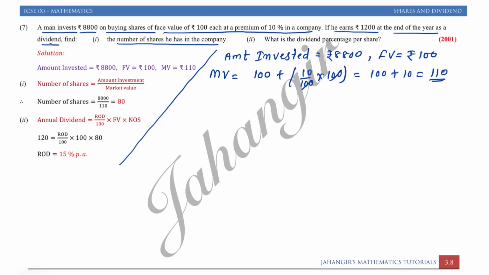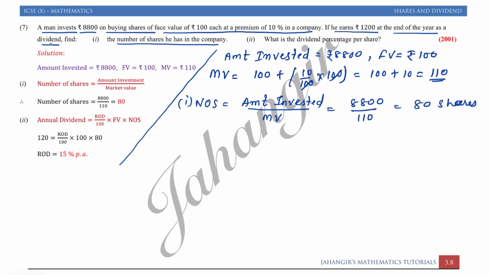So first we want the number of shares. For the number of shares, what will we do? Number of shares is amount invested upon market value, because here the amount invested is given. So amount invested is 8,800 upon market value 110. That is 80 shares. The man had bought 80 shares.